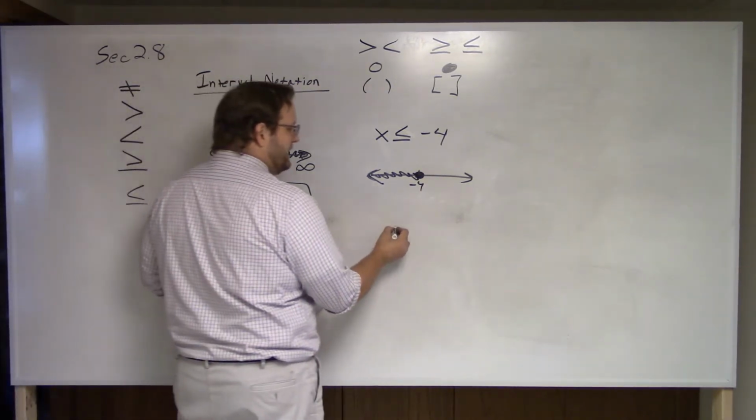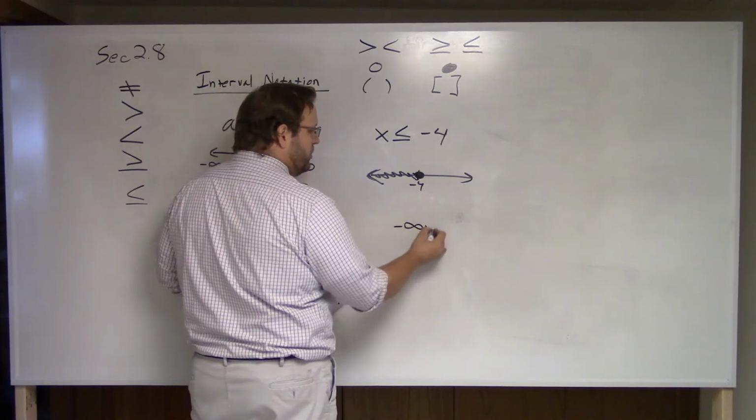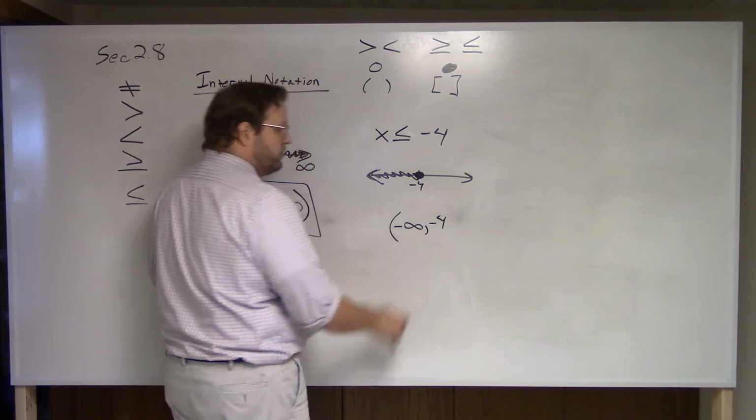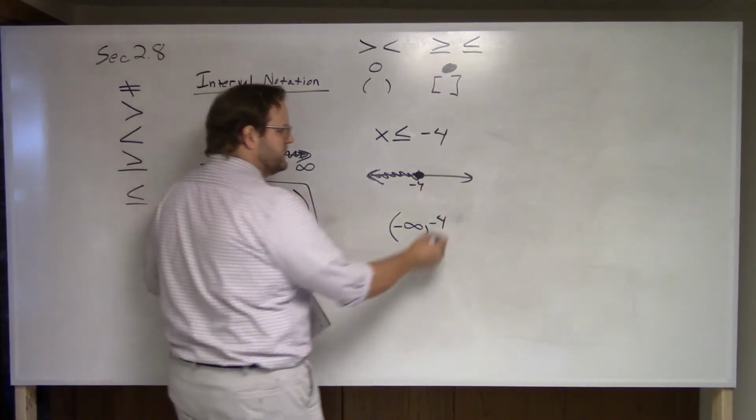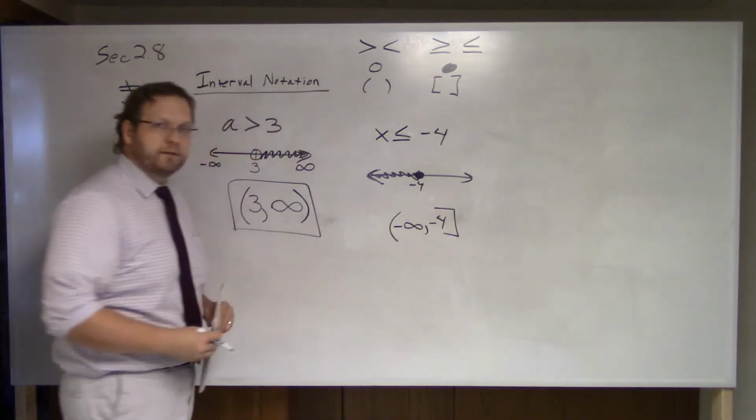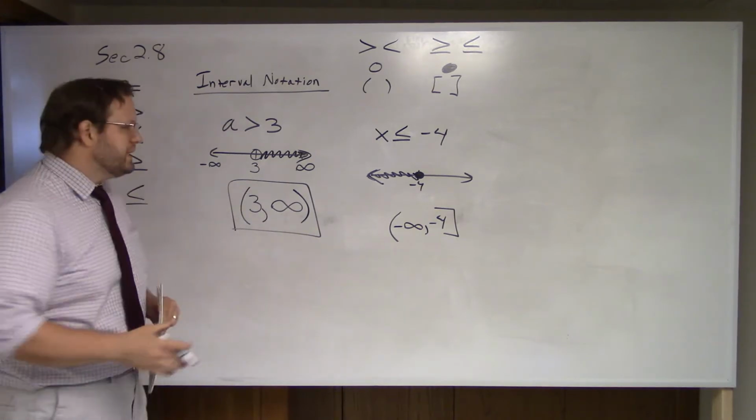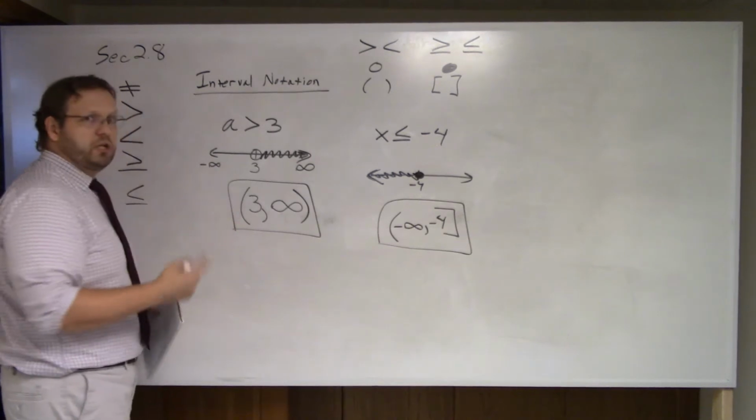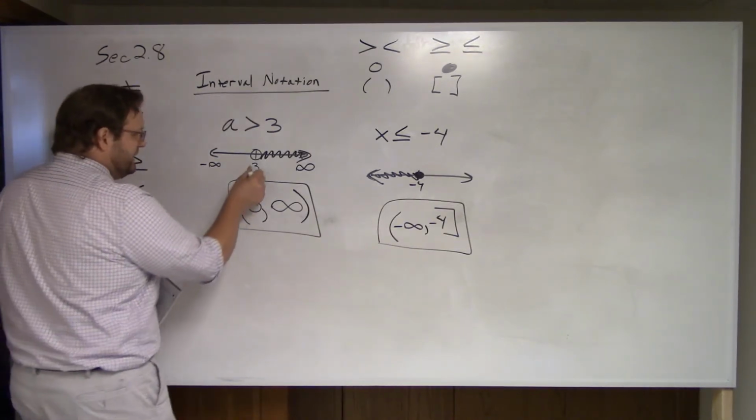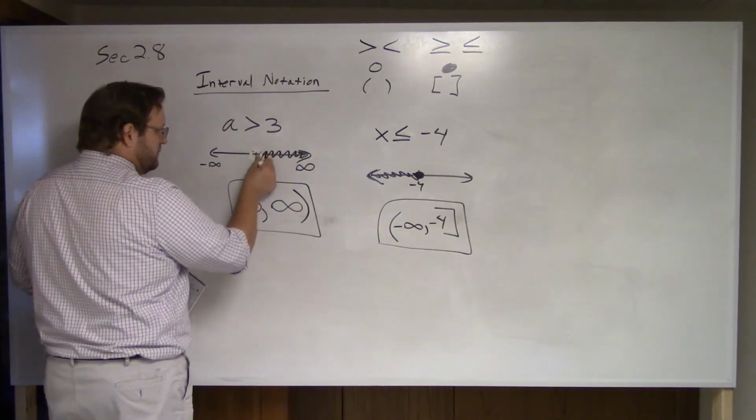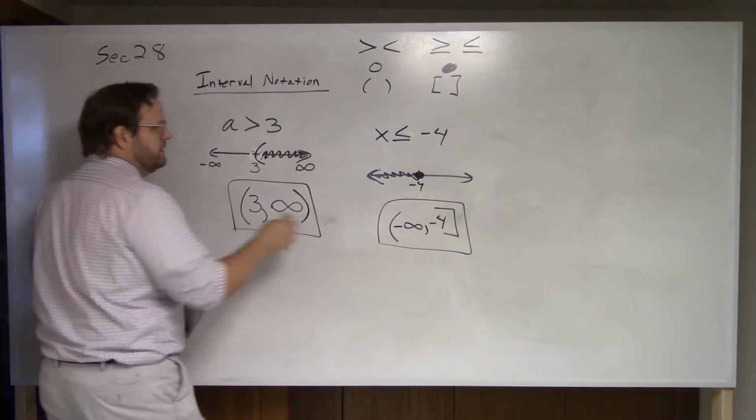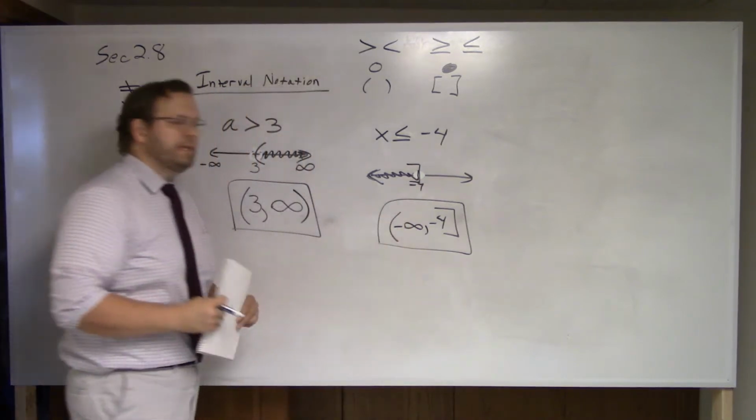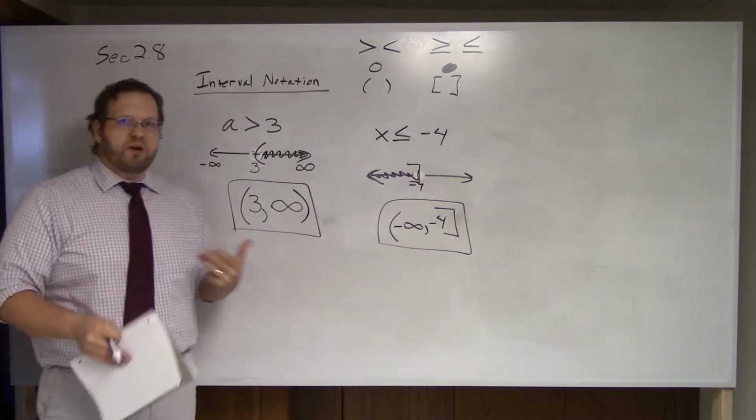I'm starting at negative infinity, and then I'm going all the way to negative 4. Always parenthesis there, and since it was a closed dot, I have a bracket there. What you start seeing once we introduce interval notation is that the open and closed dot kind of go away. And instead of an open dot, we put a parenthesis, and instead of a closed dot, we put a bracket. Honestly, it's just preference, okay?